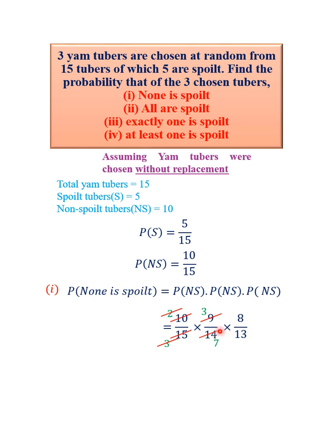We cannot divide further, so we just go 8 times 3 at the numerator gives us 24, and 7 times 13 at the denominator gives us 91. So the probability that none is spoiled is equal to 24 over 91. 8 times 3, 24. 7 times 13, 91. So this is the answer to the first question.